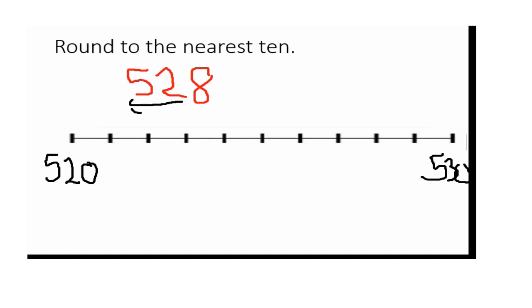And now we would coach the students to look at the ones place, which is the 8. So 528 should be right around here, and the students should be able to identify this number on the number line between 520 and 530. So we know that it's closer to 530, therefore we need to round up. So the answer is 530.